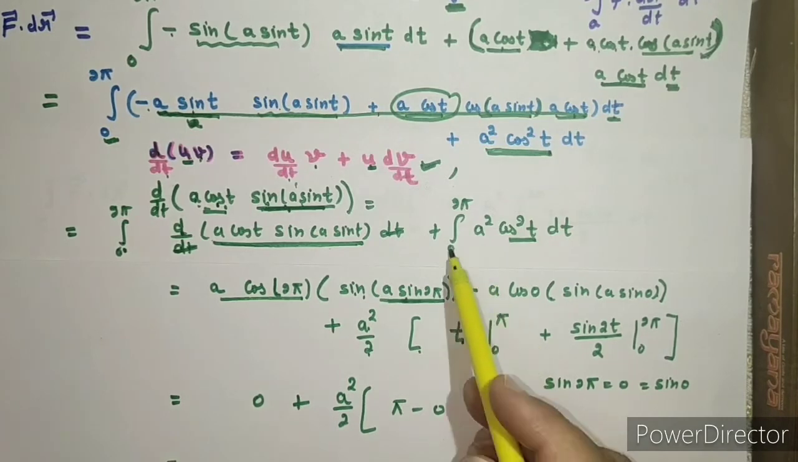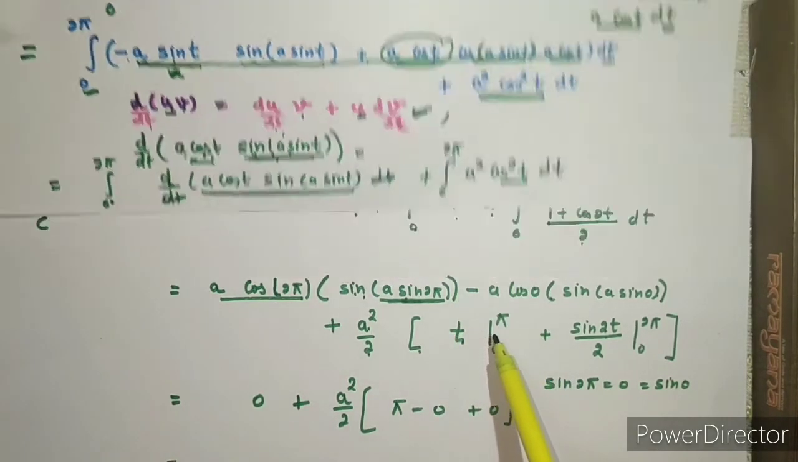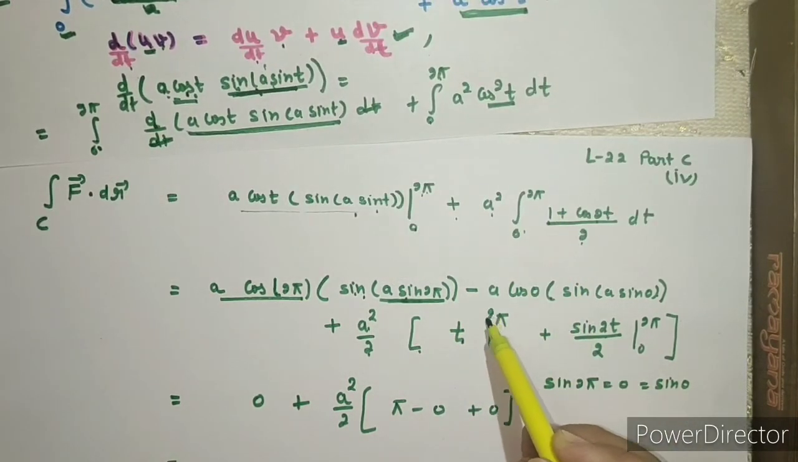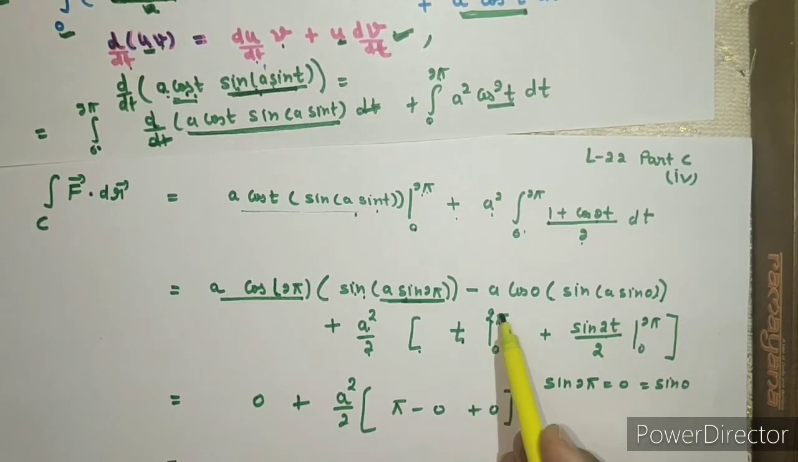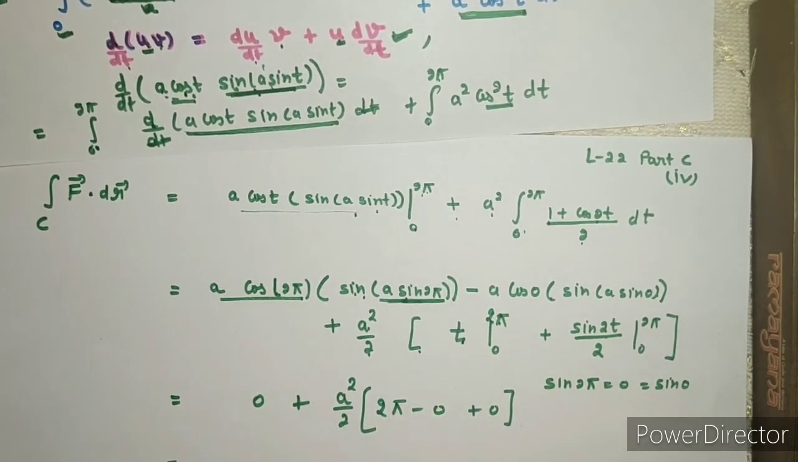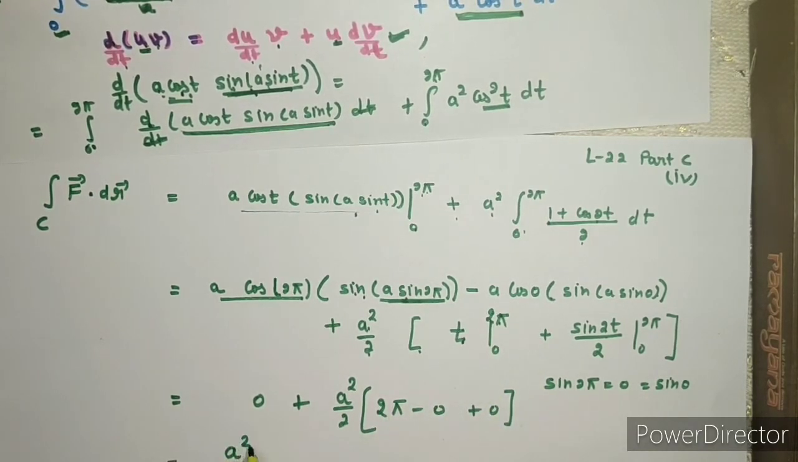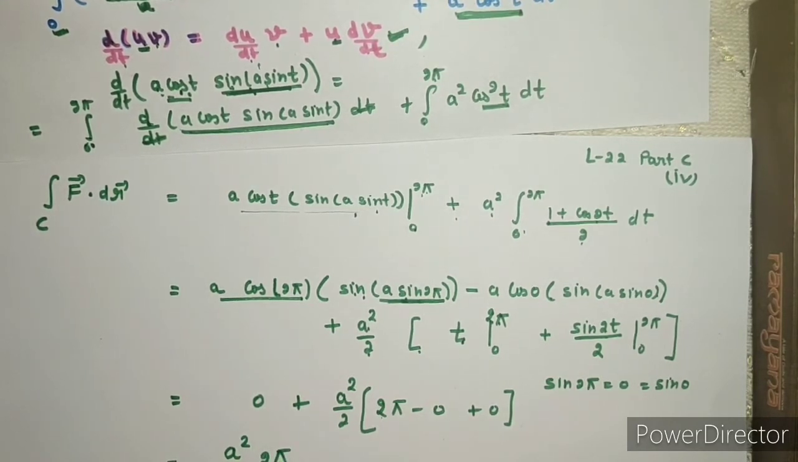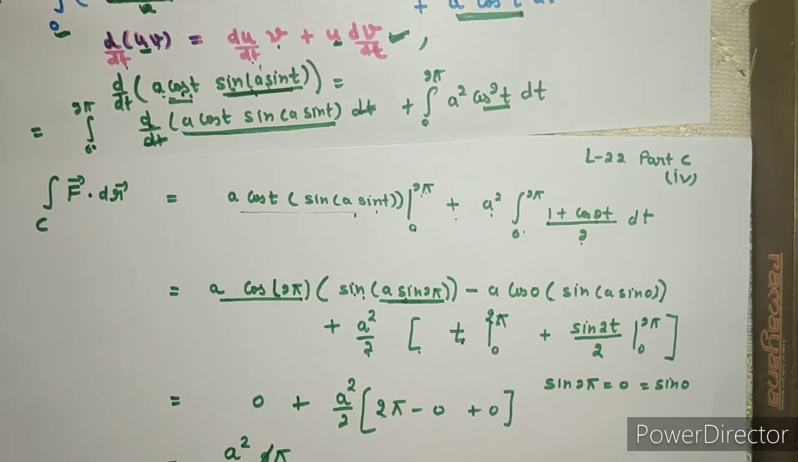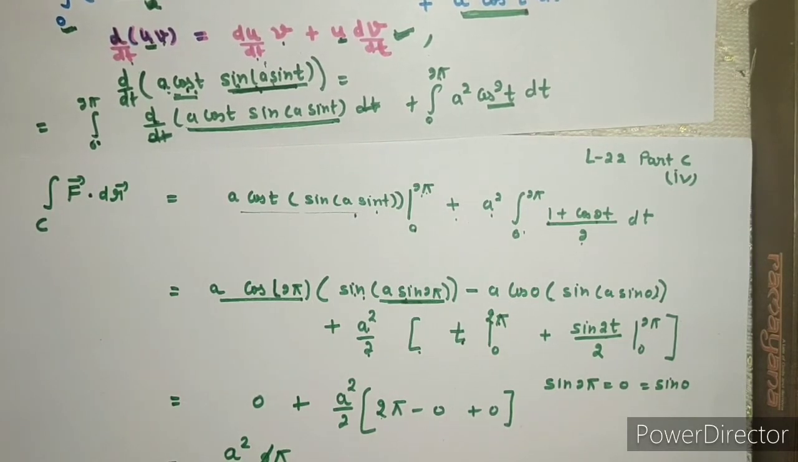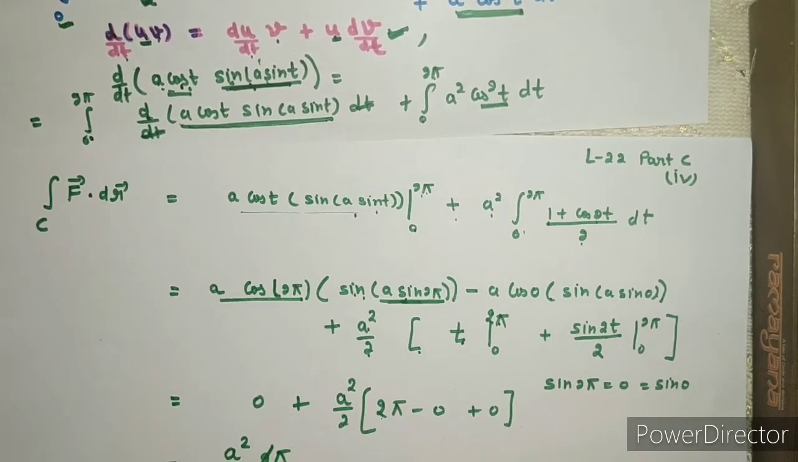Here what is the limit, children? 0 to 2 pi is your limit of integration, right? So this is 2 pi, so put your 2 pi limit, this is 2. So here is the a square by 2 and this is 2 of pi, this 2 to 2 cancel, so the resultant is pi a square. This is the required answer for the given question's line integral.